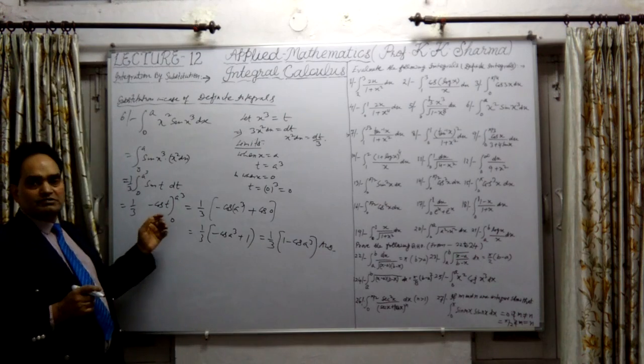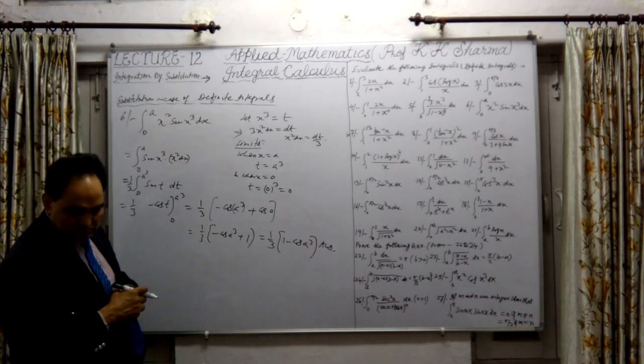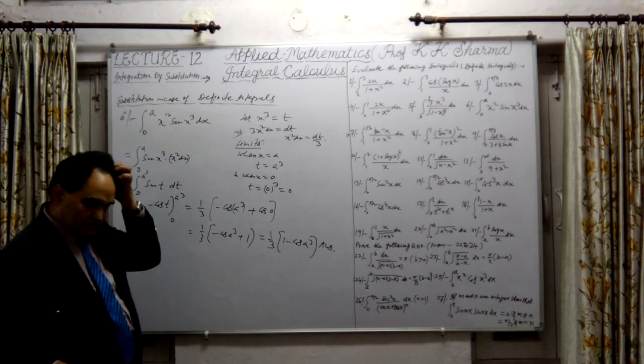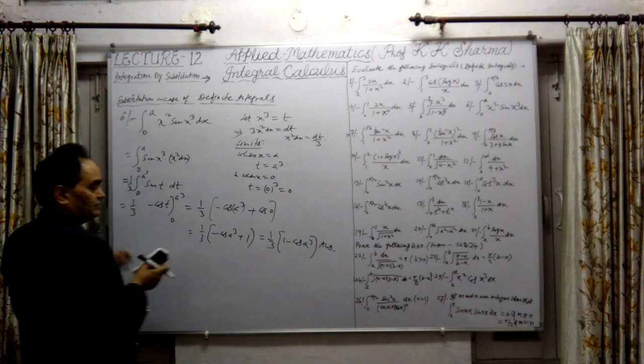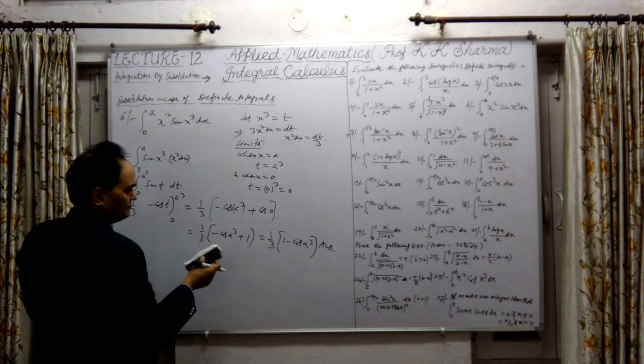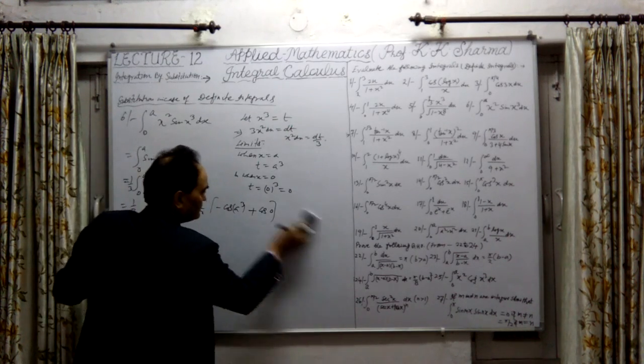Because here it is not the inverse form, just cos 0. Cos 0 is 1, because for 0 the value of cos is the maximum value, as sin 90 is 1. Similarly, cos 0 is 1. So this is the answer here: 1 minus cos a. Okay, this is the final answer.